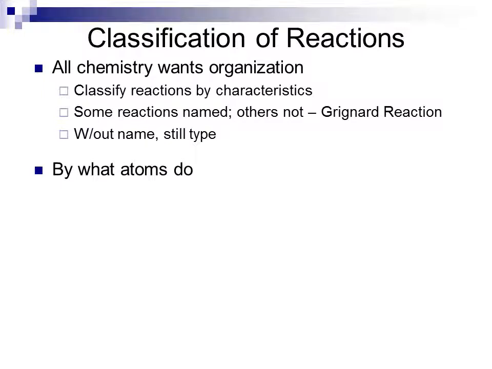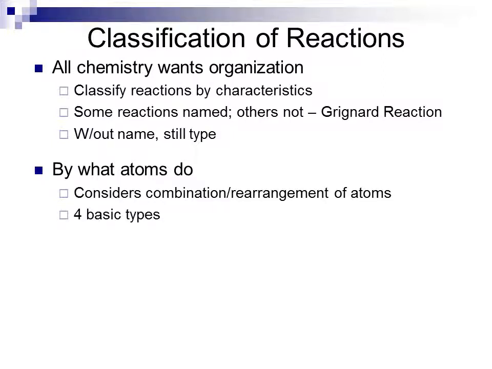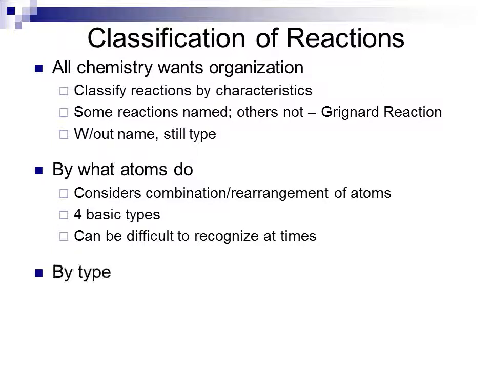We classify them by what the atoms do, in which we consider the combination or the rearrangement of atoms as it occurs within the chemical reaction. And there are four basic types of classification by what atoms do. The problem with classification by what the atoms are doing is sometimes they can be difficult to recognize, and there can be multiple combinations of what happens, such as replacements and decompositions and things occurring. Most reactions can be classified as multiple different types of reactions.